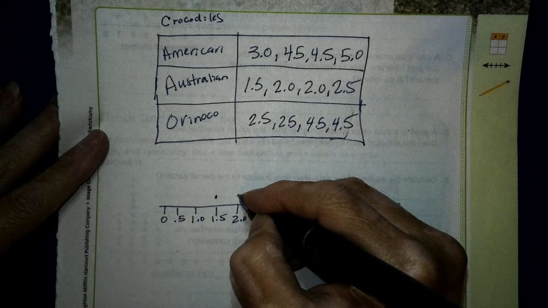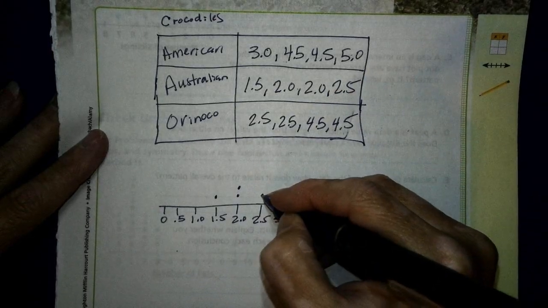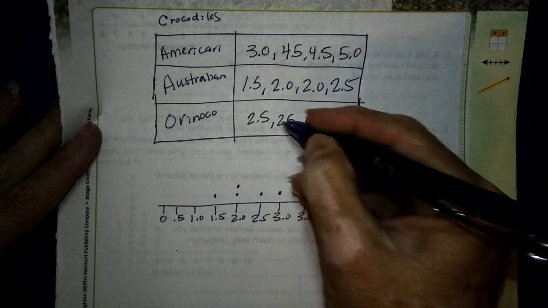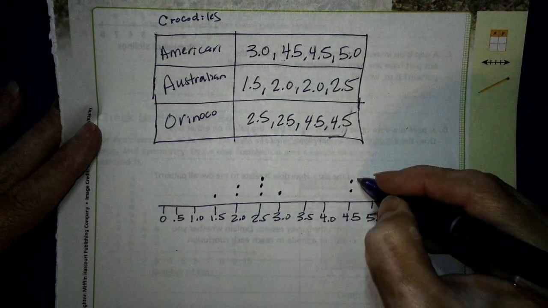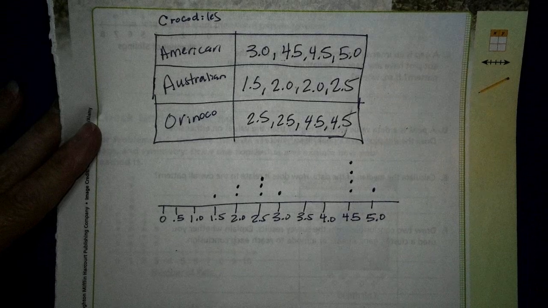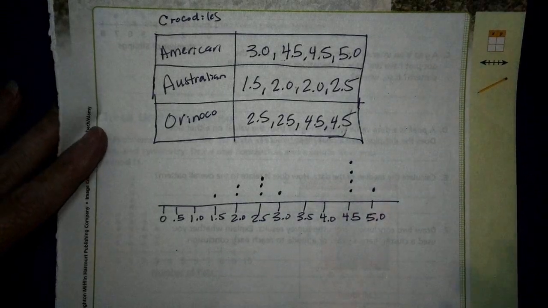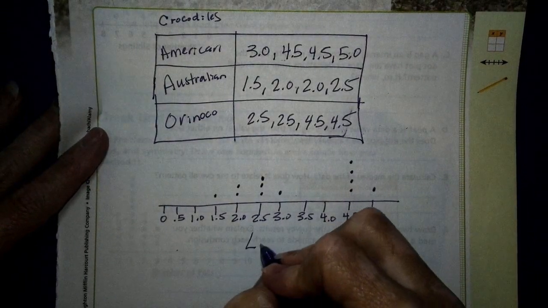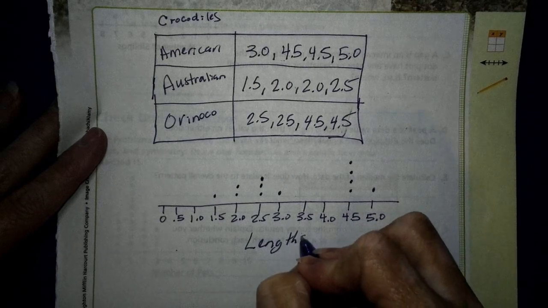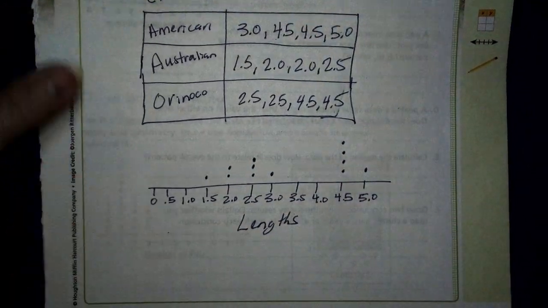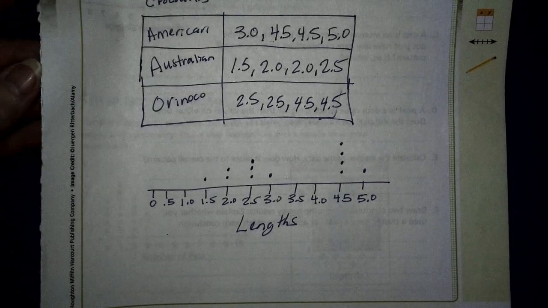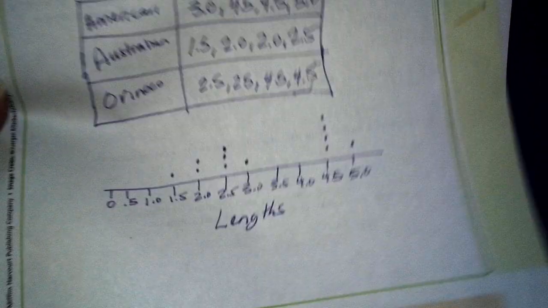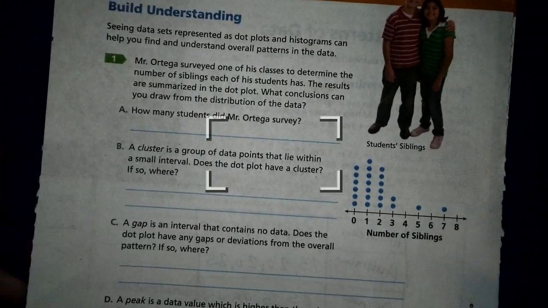We have 2 at 2, 1 at 2 and 5 tenths, and we have 2 more at 2 and 5 tenths, actually 2 at 4 and 5 tenths. Okay, so that would be the two ways that we could create that data. Okay, basically just trying to make it easier for people to see. All right, so let's build that understanding.